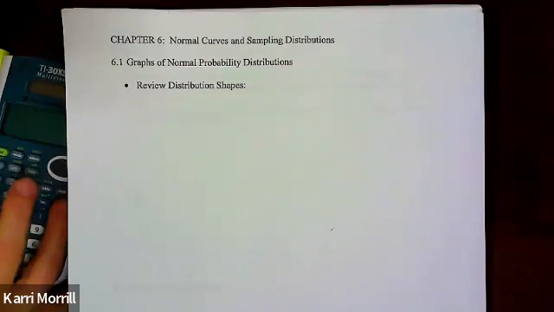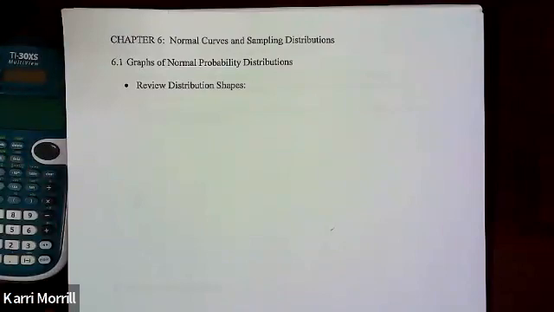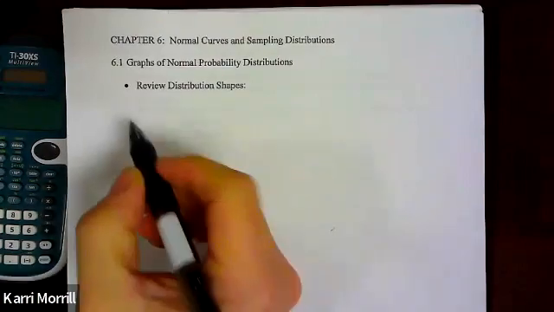Moving on to chapter 6 today. We're going to start talking about normal curves and sampling distributions. 6.1, graphs of normal probability distributions. So let's review some distribution shapes we learned in the previous unit.